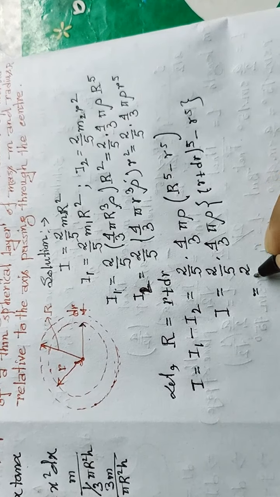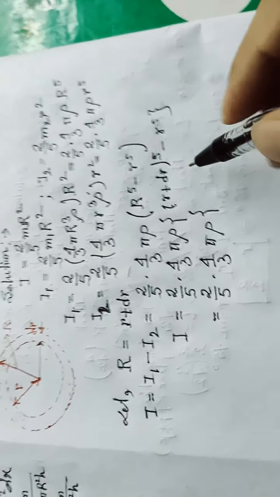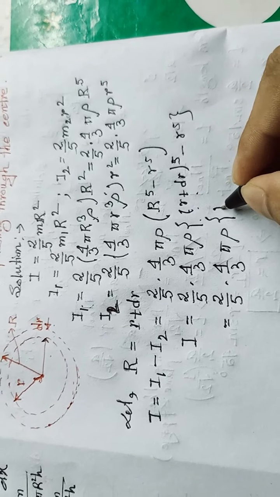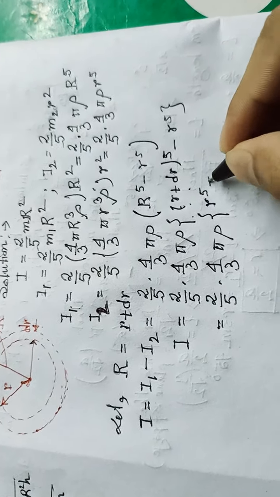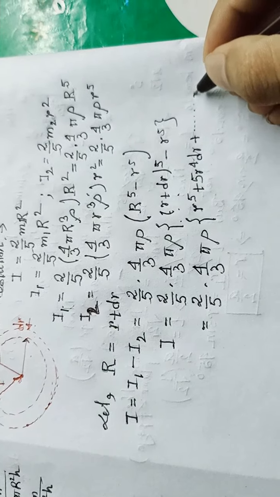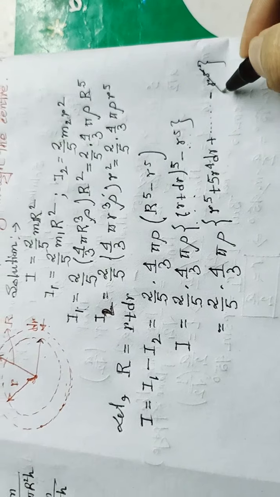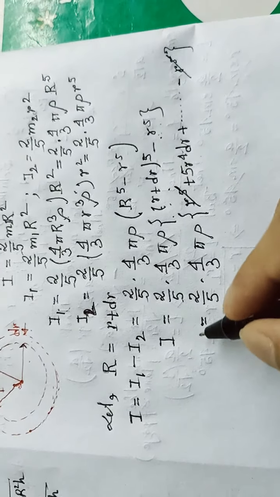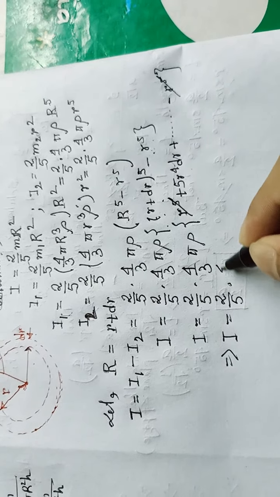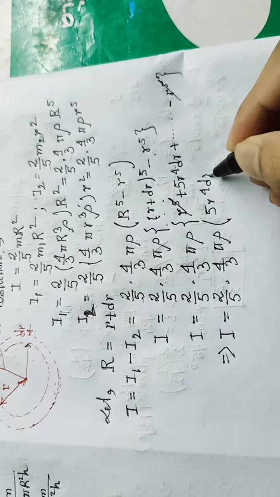So this will become 2/5 into 4/3 pi rho. Now we have to expand this quantity (r plus dr) whole to the power 5 using binomial expansion. Using binomial expansion, this term will be r to the power 5 plus 5 r to the power 4 dr plus higher terms, and at last r to the power 5 comes from this term. Now we can cancel this r to the power 5 and r to the power 5. Then after cancelling, the net moment of inertia will become I equal to 2/5 multiplied by 4/3 pi rho multiplied by 5 r to the power 4 dr.